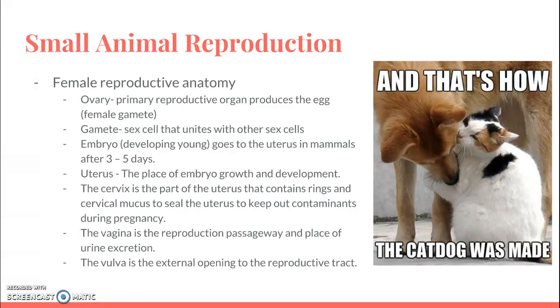The vagina is the reproductive passageway, and it's also the place of urine excretion. So this is actually where the urethra ties in to the reproductive tract. So the vagina not only serves as a passageway for the fetus during birth, but also for urine. And then the vulva is the external opening to the reproductive tract.